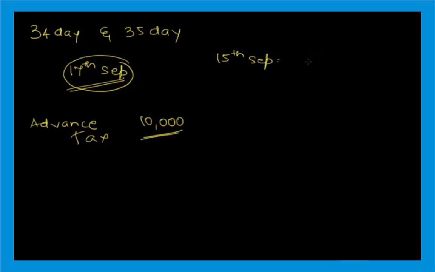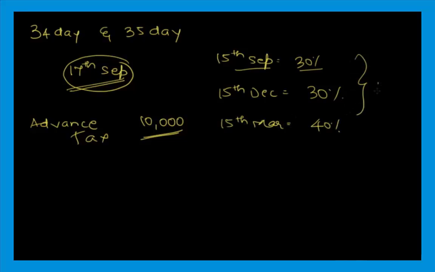whatever tax liability is there, you pay it in 3 installments. So the first installment is that on the 15th of September you pay 30%. On the 15th of December you pay the remaining 30%, and on the 15th of March you pay the remaining advance tax of 40%, accounting to 100% tax paid. That's how it works in India, which means that all the banks will also have to pay on the 15th of September 30% of their advance tax.